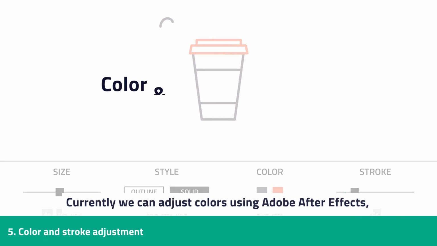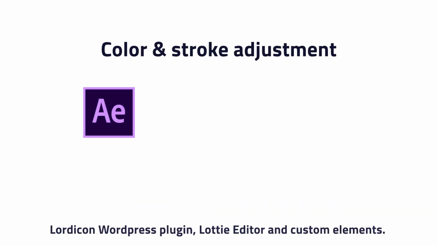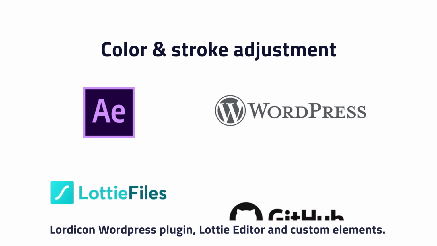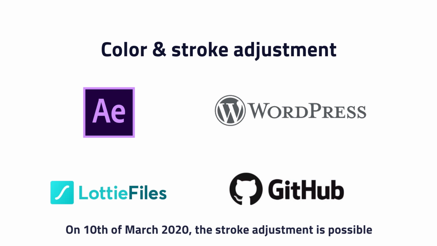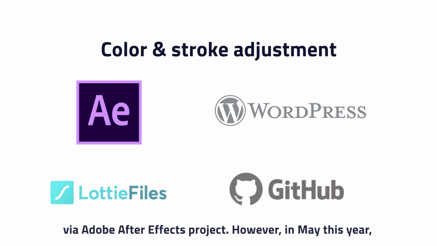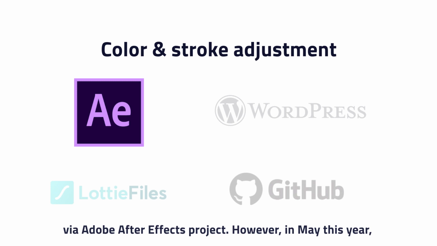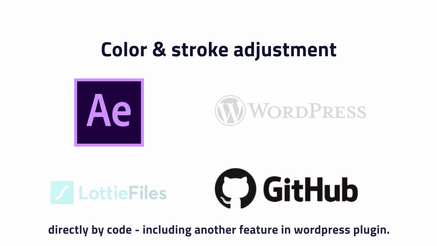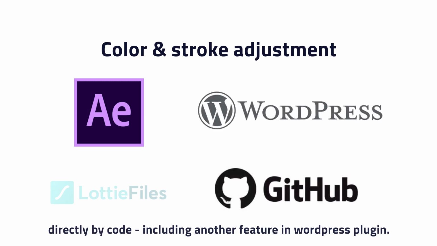Currently we can adjust colors using Adobe After Effects, Lordicon WordPress plugin, Lottie editor and custom element. On 10th of March 2020, the stroke adjustment is possible only via Adobe After Effects project. However, in May this year, we plan to introduce the possibility to adjust stroke width directly by code, including another feature in WordPress plugin.